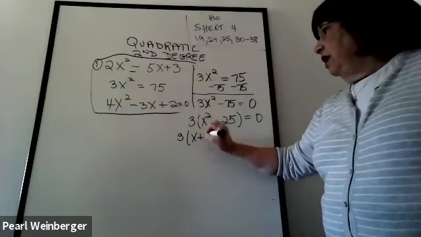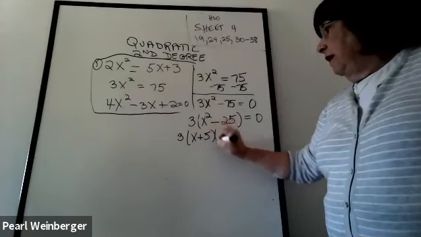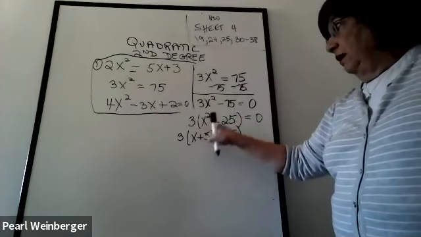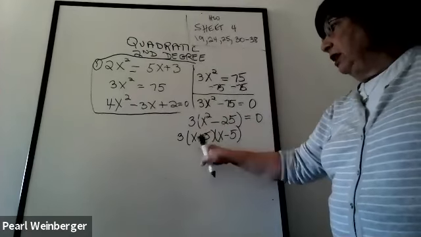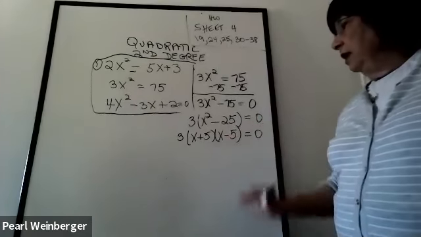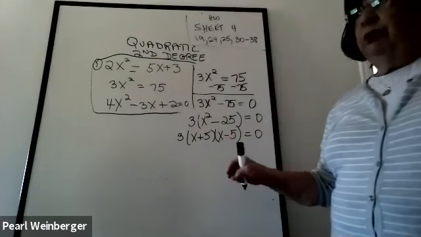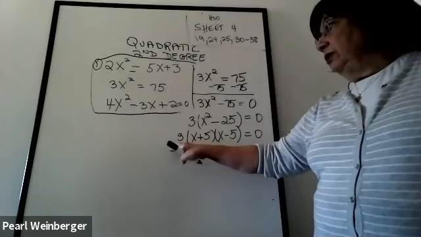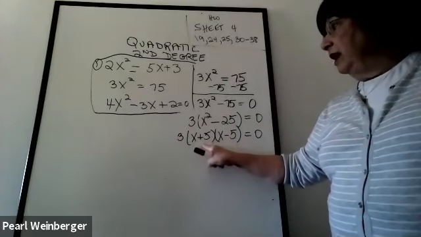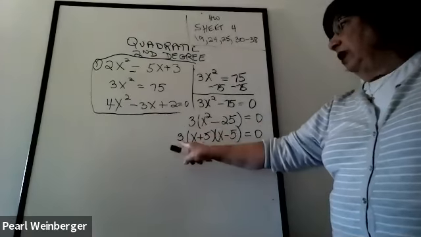X plus 5 and x minus 5, because when we have the difference of squares, we get the two conjugate binomials. And again, we do what we did before. We take each of the factors. Now, there actually are 3 factors here: the 3, the x plus 5, and the x minus 5.